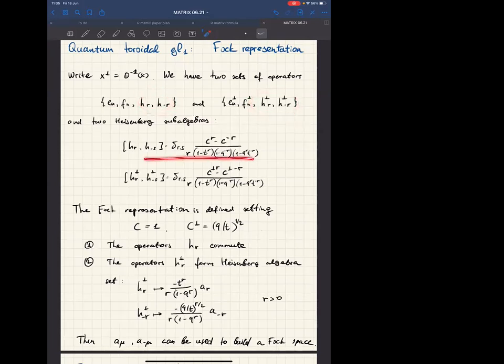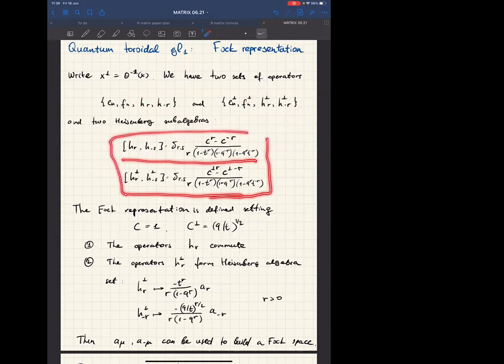So I have not shown you these commutation relations. They are part of the definition of the algebra. So now I'm showing them. So we have two Heisenberg subalgebras. And in one of them, we have the central element C, and in the other one, it's C perpendicular.